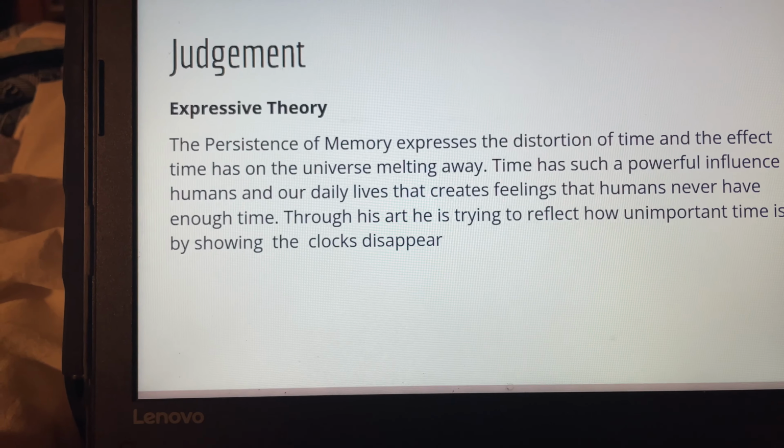Conclusion. The Persistence of Memory is a well-known painting that reflects surrealism and strong use of line and shapes. This artwork reflects the time period and era it was created in by visualizing the consciousness of one's mind and the disappearance of time.